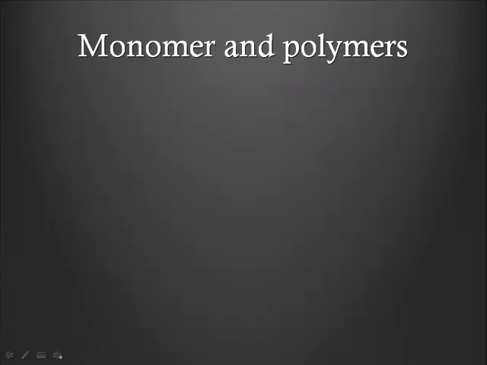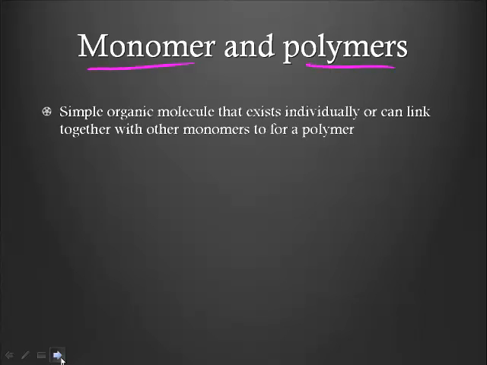So monomers and polymers, this is the most important part so far of our video. A monomer is just a simple organic molecule. When it's just by itself, we call it a monomer, but it can bond or link together with other monomers to form a polymer. So let's look at a couple examples. These are the most important ones. These are the ones that we're going to have to know.